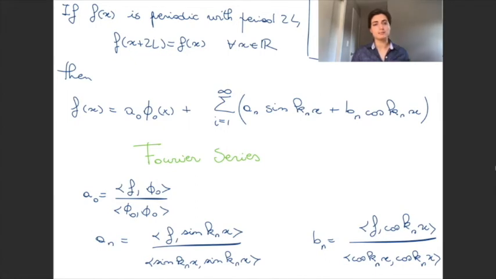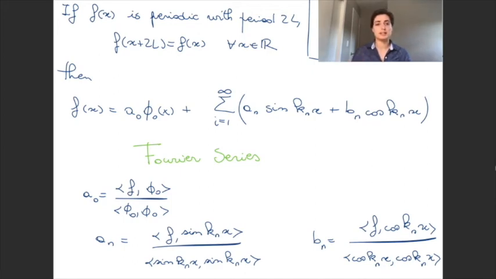So if f is periodic with period 2L, then we can write f as a sum of a0 phi 0, where phi 0 is the constant function equal to 1, plus an infinite series of an sin knx plus bn cos knx. This is called the Fourier series. And we can compute a0, an, and bn as we did compute all the other coefficients in the other cases.